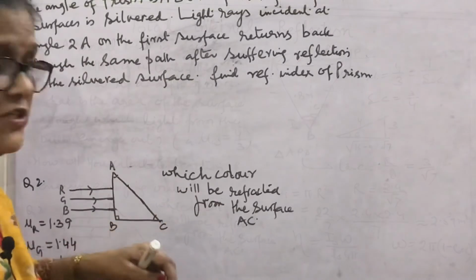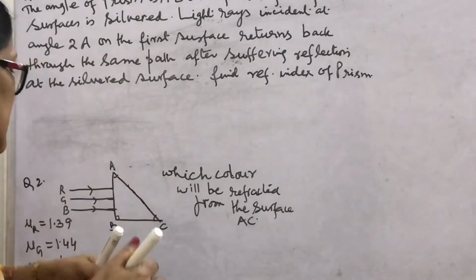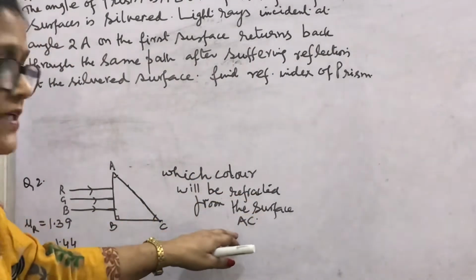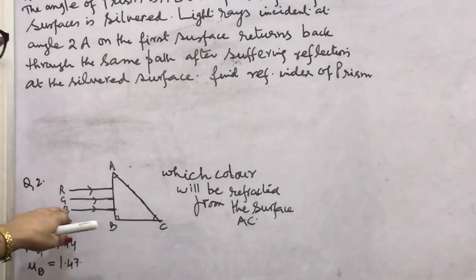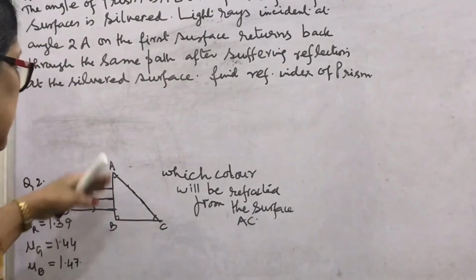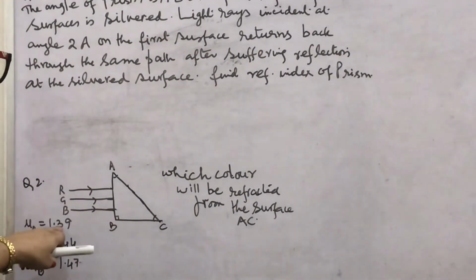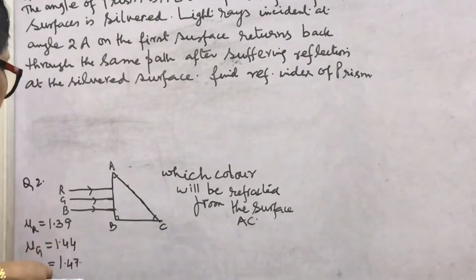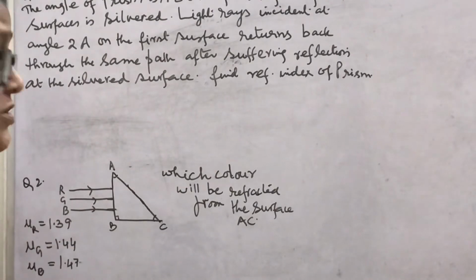Now come listen, question 2. In this right angle isosceles prism, which color will be refracted from the surface AC if the red, green and blue lights are incident at the surface AB normal to it? The refractive index value for red color is 1.39, for green color 1.44 and for blue color 1.47. How will you solve this question?